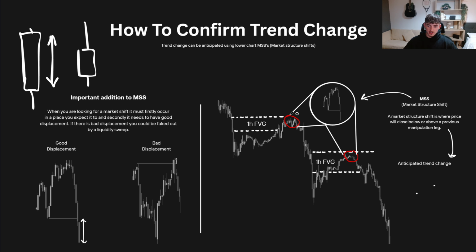So the market structure shift occurs when we hit PD array. So you can see here, and this is the 50-minute time frame. We trade into a 1 hour fair value gap, which is a PD array. Don't worry, we'll go over them. And then we shift market structure. So we have a market structure shift here.